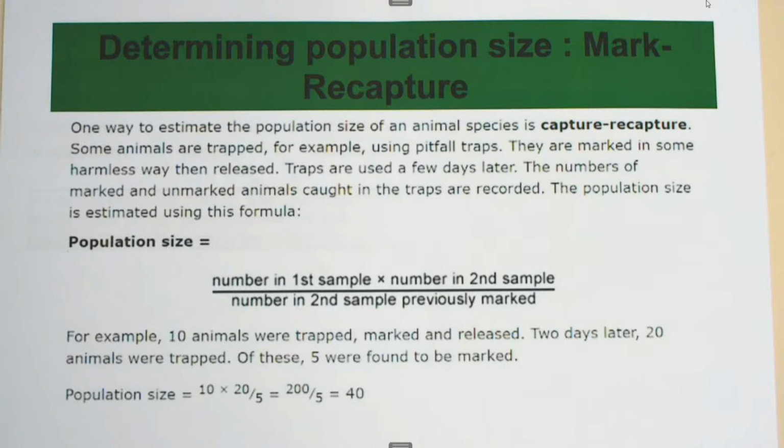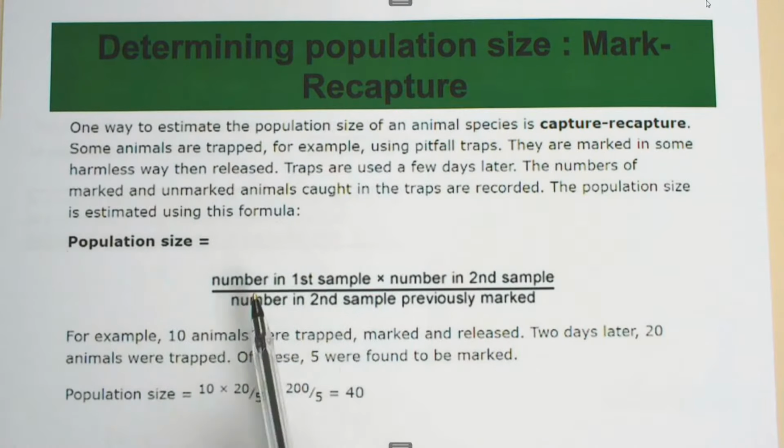Okay? And then what you do is we use this formula, for instance. The number in the first sample is multiplied with the number in the second sample, and divided by the number in the second sample previously marked. So in a trap, for instance, you will catch animals and you will mark them. Then you will let them go. But you will give enough time for them to mix again with other animals. And you can't just do it the next day. You must give time. Otherwise, your results will not be valid.